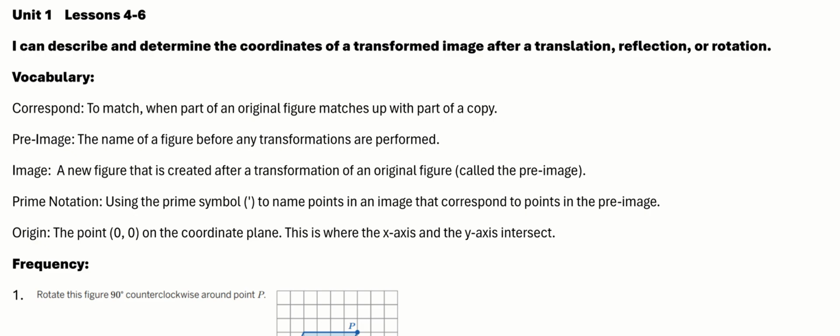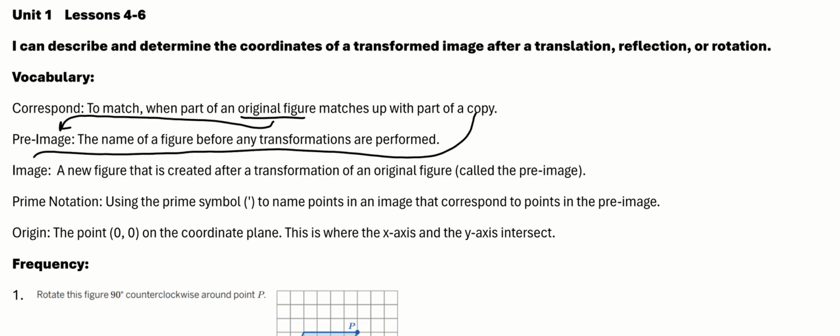So correspond is to match. This is where we've been talking about that copy, where A and A prime go together. They are corresponding, right? So it's when part of an original figure matches up with a copy. Now remember, our original figure is our pre-image, and our pre-image is the name of a figure before any transformations are performed. And then remember, our copy is that image. So an image is a new figure that is created after a transformation of an original figure called the pre-image.